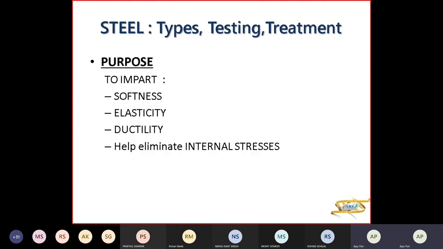So what is the purpose of annealing? Basically, when it's a very hard metal, you're making it soft. See, if you do very sudden cooling, then it becomes very hard. So you do slow cooling, so it will become soft. You're making it more elastic. You're making it more ductile. You're reducing your internal stresses, because a lot of stresses are built up by making it hard. So you can do annealing to eliminate your internal stresses. So you're making it soft, elastic, ductile, and eliminating your internal stresses.